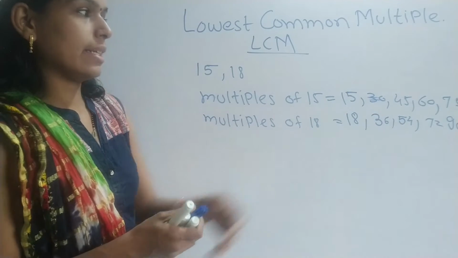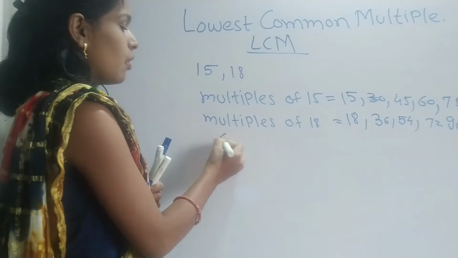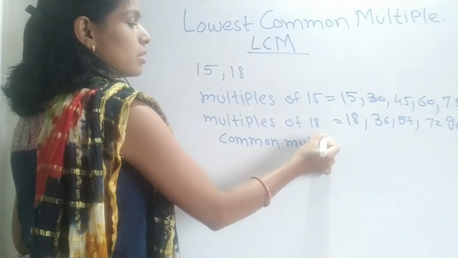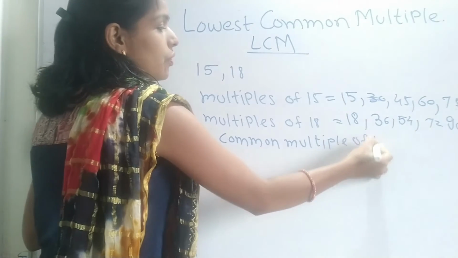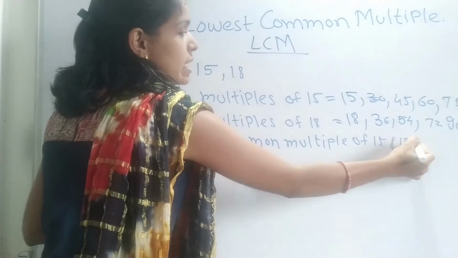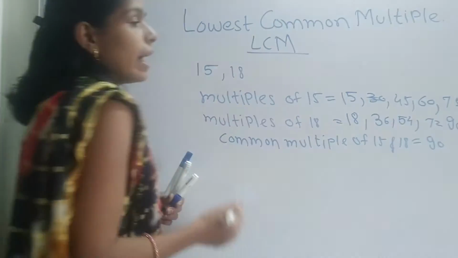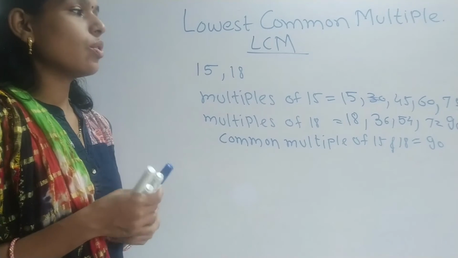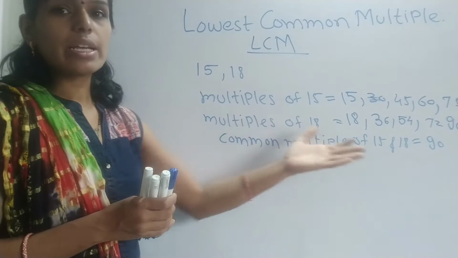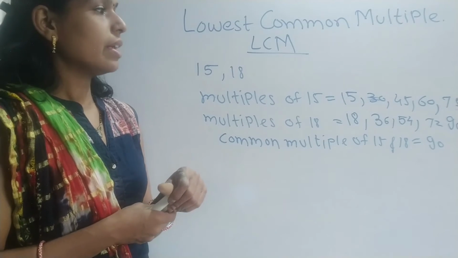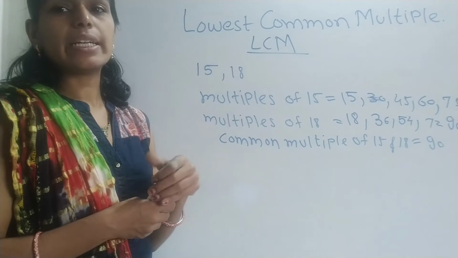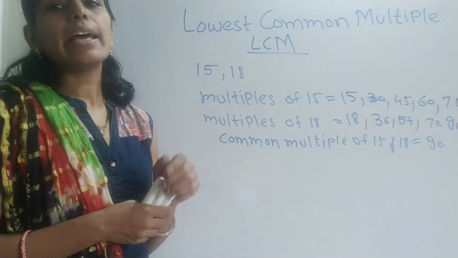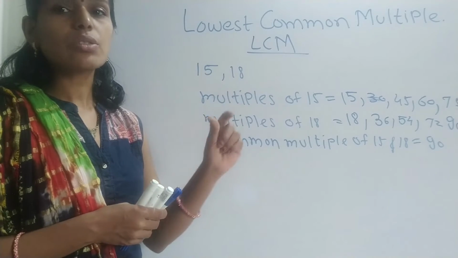Now if you observe, the common multiple among 15 and 18 is, I think, 90, correct? So the common multiple of 15 and 18 is equal to 90, and we know that 90 is the first common multiple of 15 and 18, and it is the lowest common multiple. It is called the lowest common multiple, that is LCM of 15 and 18. The first common multiple of two numbers is called the LCM of those two numbers.